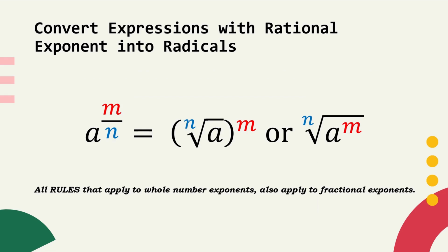If you notice the movement of our rational exponent, which is the same for both the first and the second one, our numerator becomes the power, and the denominator becomes our index or the root of the radical. Now we have to remember this rule, as this will make it easier for us to convert expressions with rational exponents into radicals. Let's see and apply this in our examples.